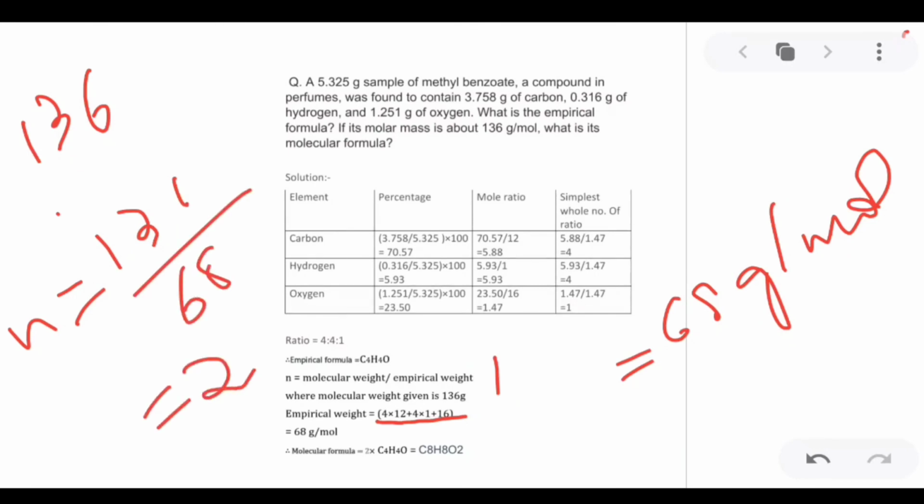So to calculate the molecular formula, we have to multiply 2 with the empirical formula. So 2 into C4H4O, and we'll get C8H8O2 as the molecular formula.